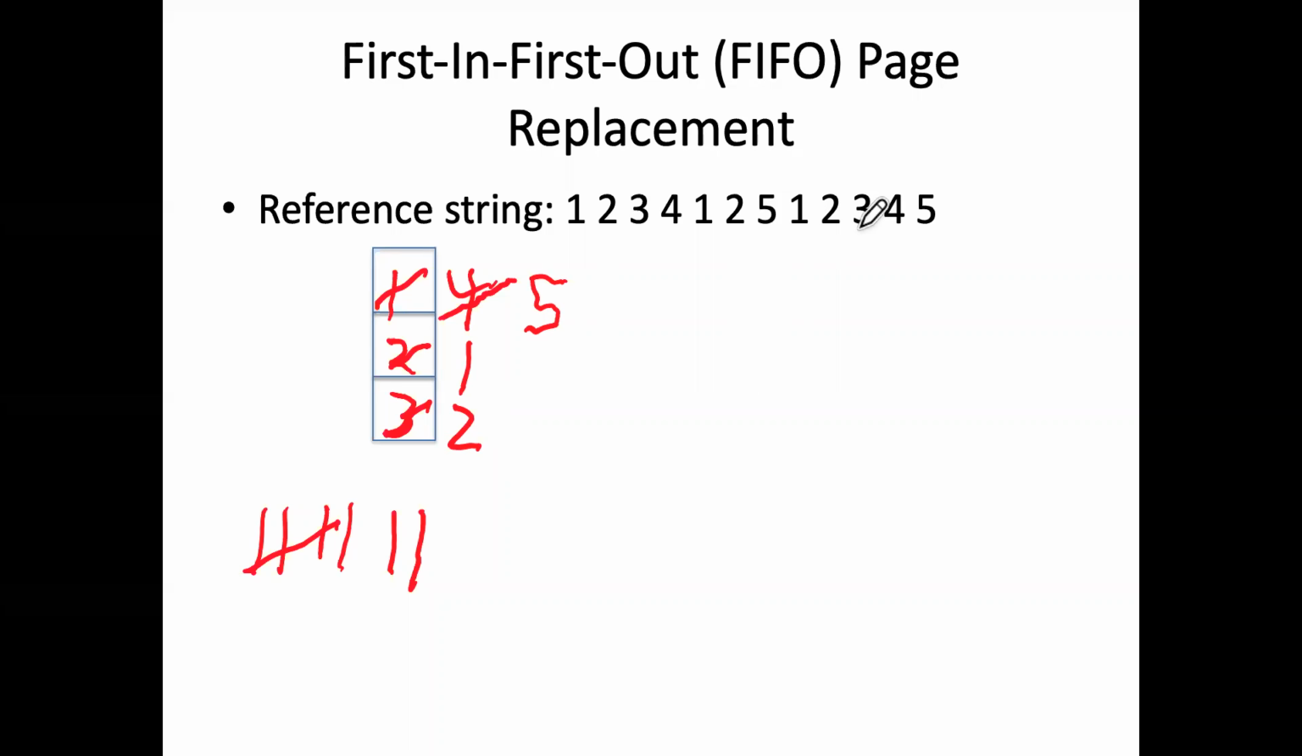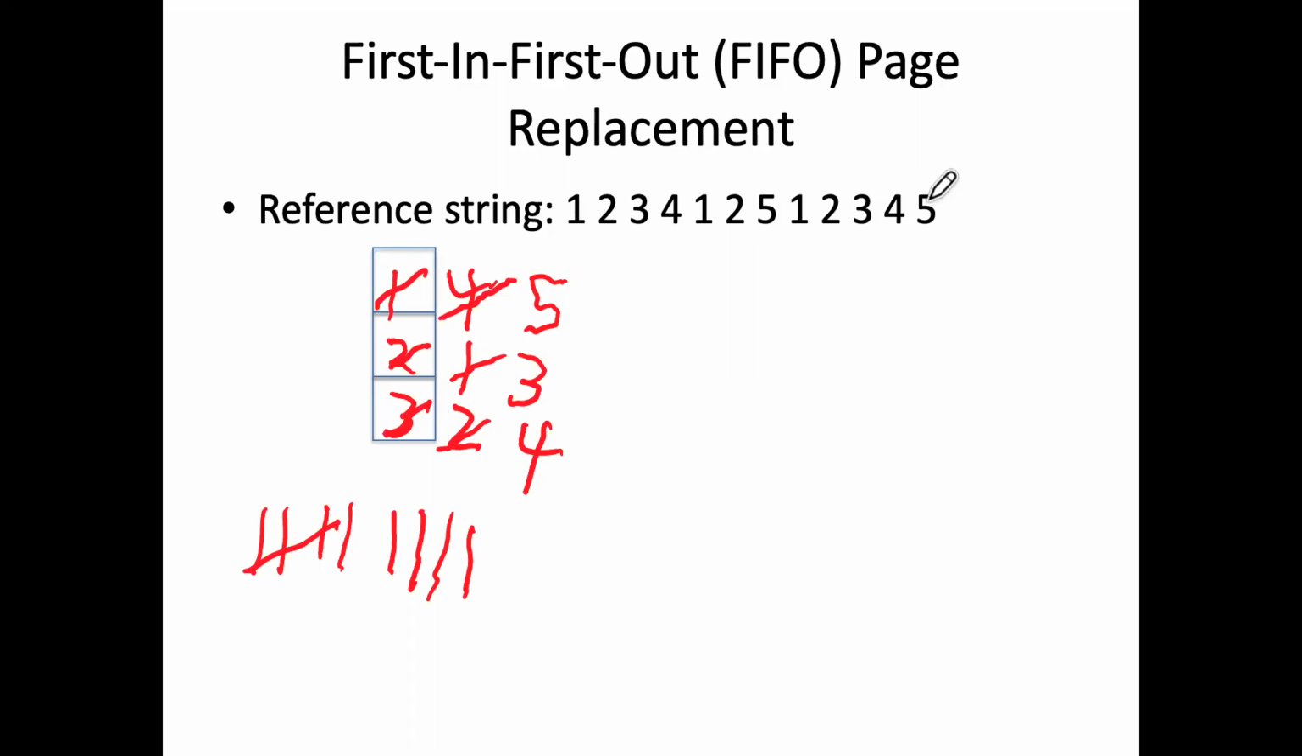We access page 3. Now that's not memory resident, so we're going to throw out page 1 to bring in page 3. Now that's another page fault. We access page 4. It's not memory resident, so we throw out page 2 to make room for page 4. That's another page fault. And then we access page 5. It is still in memory, so that doesn't cost us a page fault.